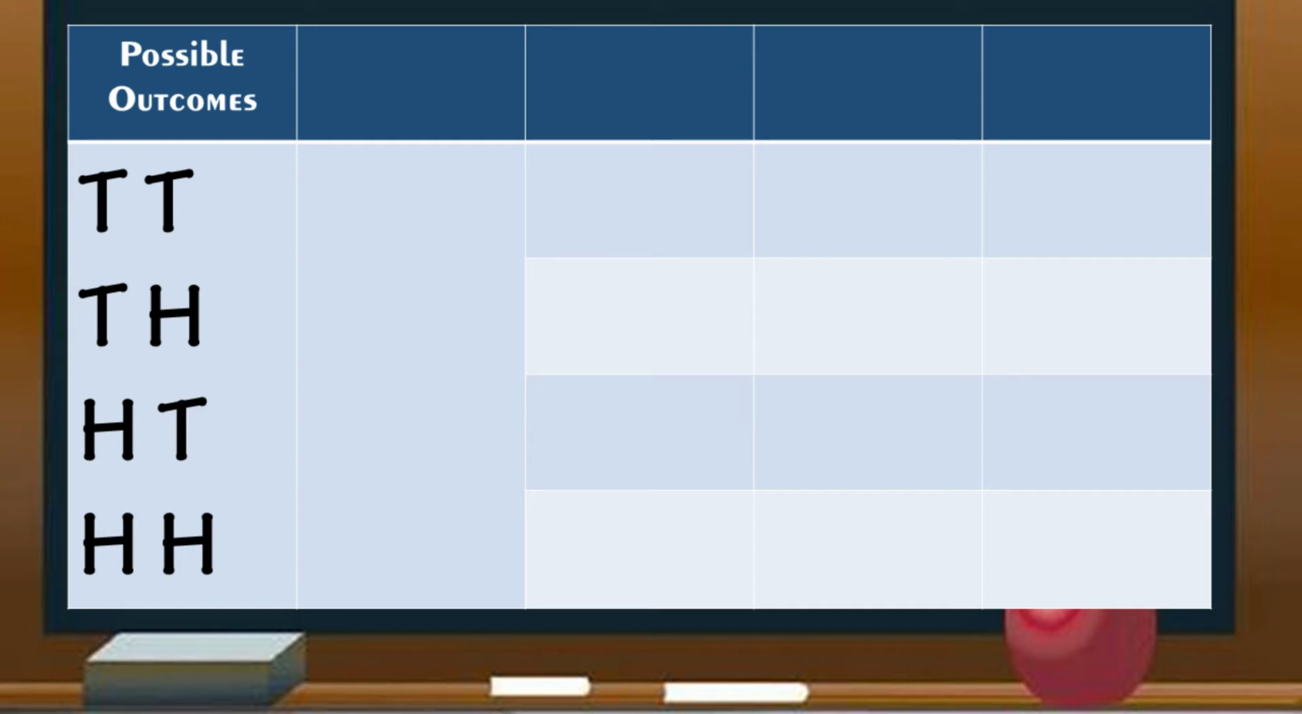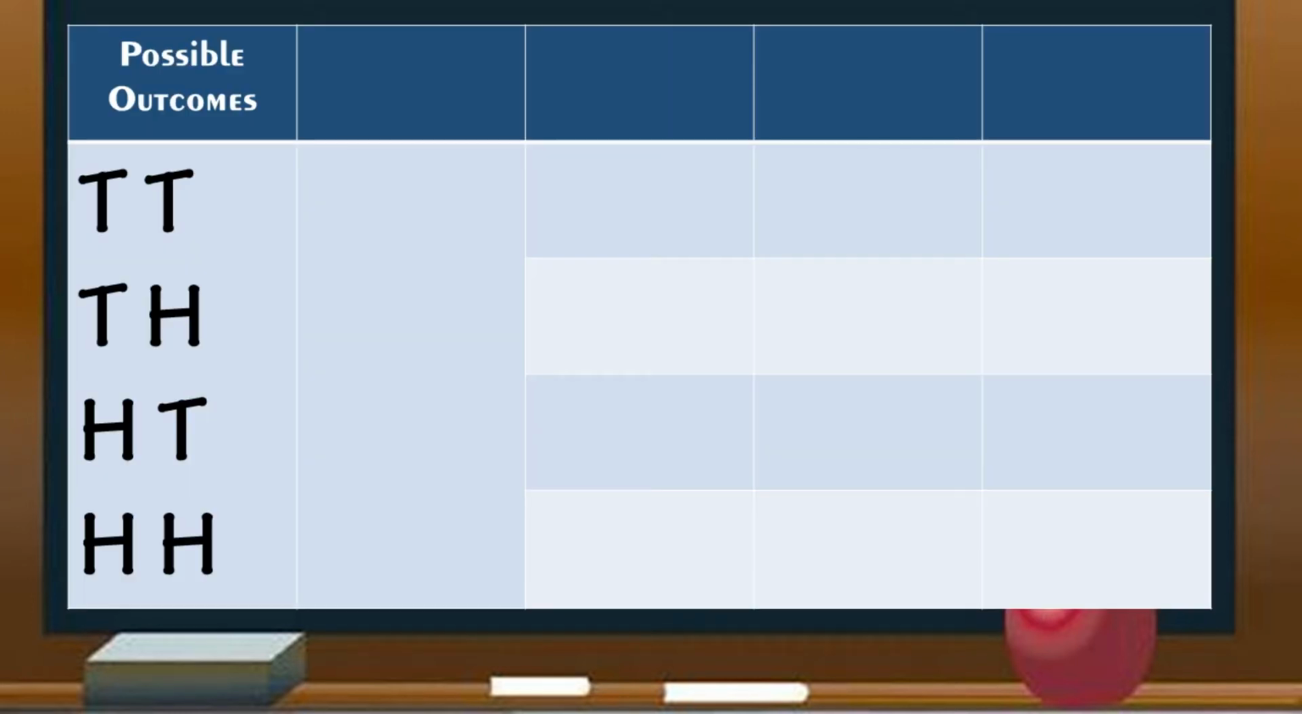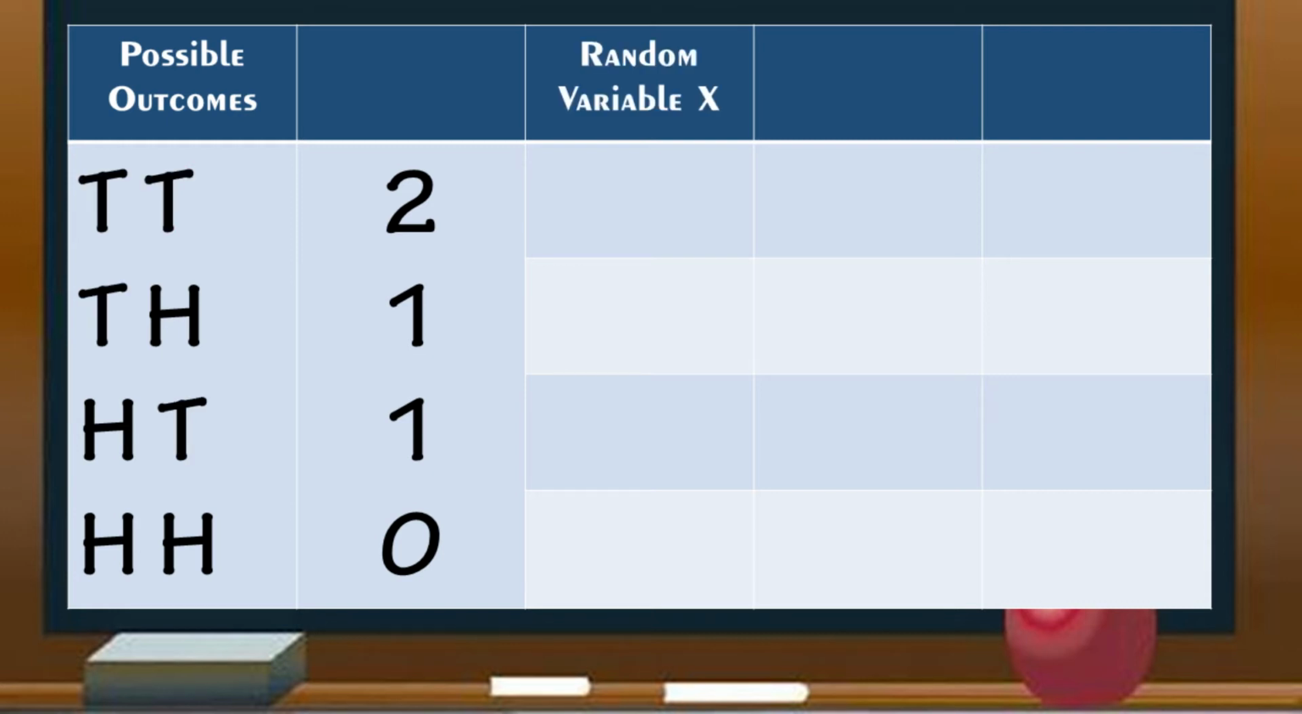Let's go back to the problem. It says here that x is the random variable representing the number of tails that occur. So we are going to count the number of tails in each outcome. The first outcome has two tails, the second has one, the third has one, and the fourth has zero, or no tails occurred. Now list down the values of the random variable x. Take note, T and H are not random variables. They are just representations of heads and tails that may come out. The values of our random variable are 2, 1, and 0.